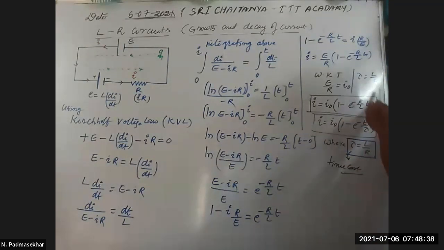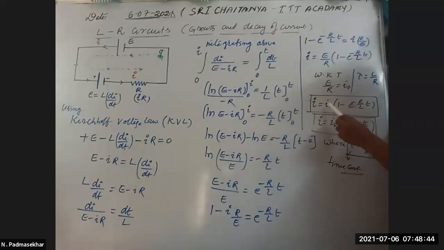In terms of time constant, I have to write the equation. So I is equal to I naught (1 minus e to the power of minus R by L into t). L by R is tau, so R by L is 1 by tau, and I write t by tau. I is equal to I naught (1 minus e to the power of minus t by tau), where tau is equal to L by R, that is the time constant.